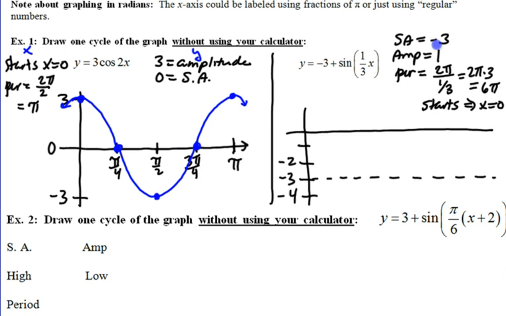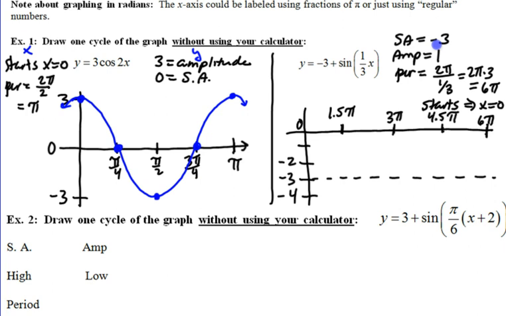On my x-axis, my cycle starts at 0 and ends at 6 pi. Halfway in the middle of my cycle, I'll be at 3 pi. 1/4 of the way through my cycle, I'll be at 1.5 pi. And 3/4 of the way through my cycle, I will be at 4.5 pi.